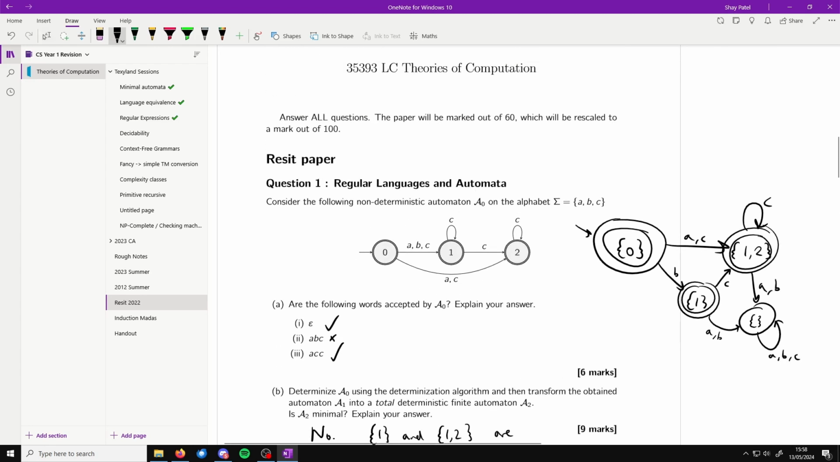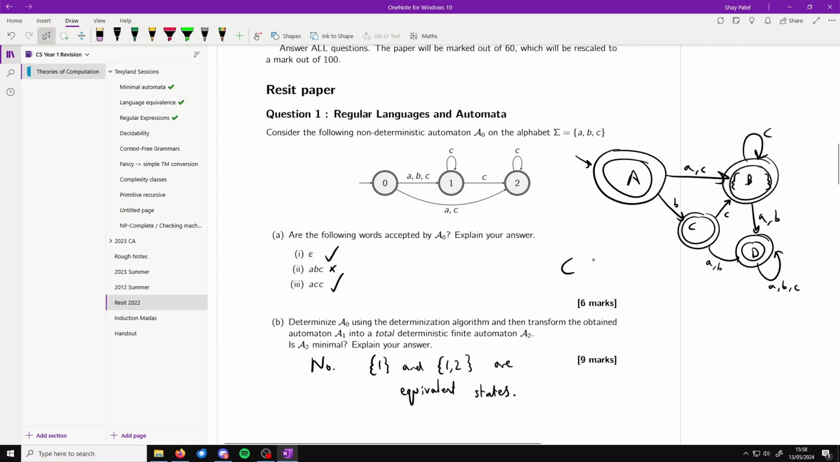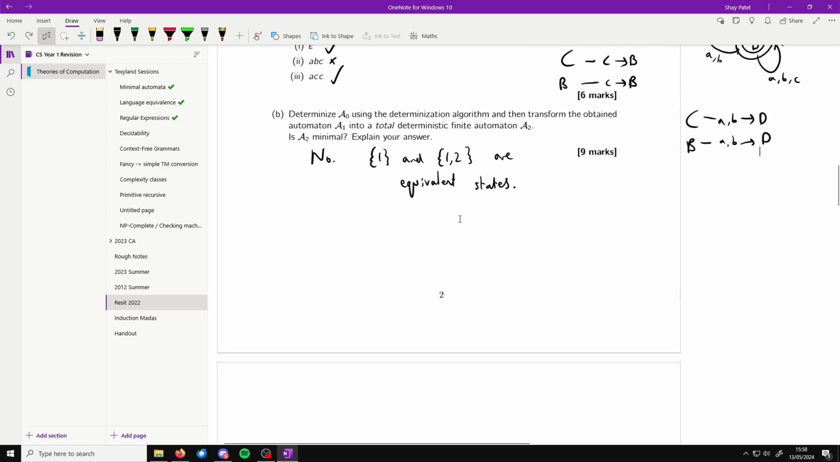1 doesn't have looping C. No, but the idea is, let's say we gave all these states letters like A, B, C, D. Okay, so C has 3 outgoing. We just care about the outgoing transitions. So C takes us to B. From B, C takes us to B. From C and B, both A and B will take us to D. So they have matching outgoing transitions, so we can merge those 2 into 1. But the question's not asked us to do that, so we don't have to.